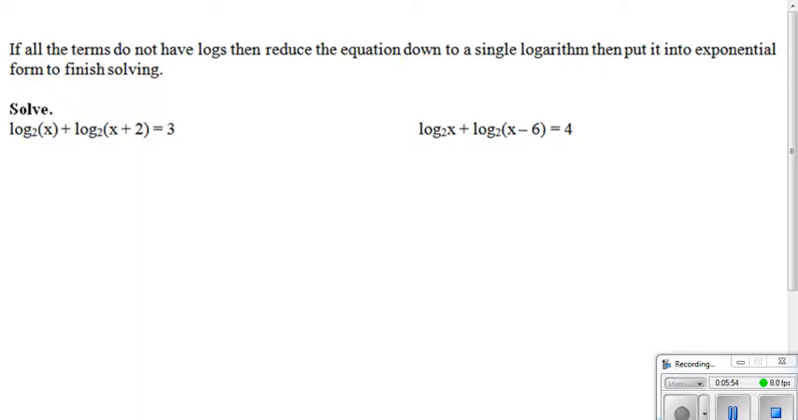Now, if all the terms do not have logs, then reduce the equation down to a single logarithm and put it into exponential form to finish solving. Now, if that's a little bit confusing, I'll show you how that works here.